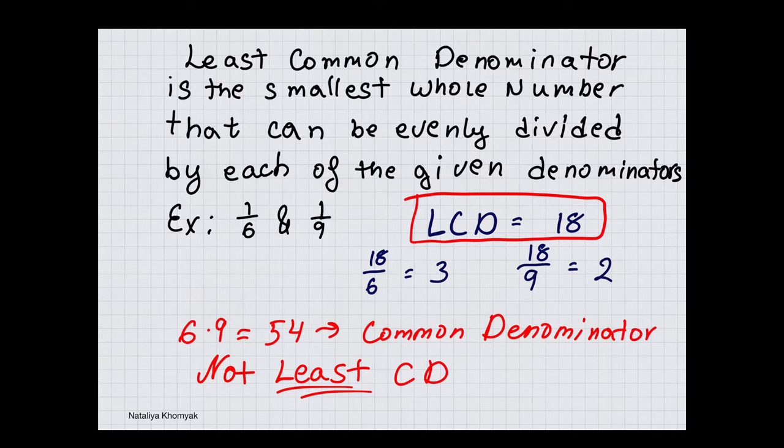Keep in mind that you can multiply 6 and 9 and get 54, which will give you a common denominator you can work with, but it's not the least common denominator.